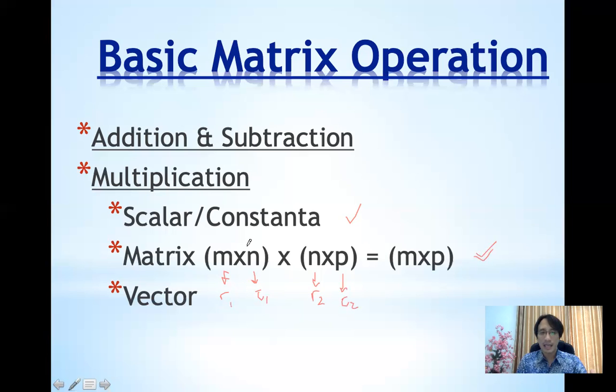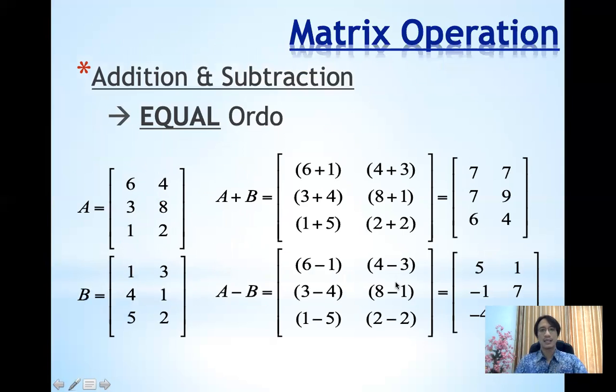And as I said, this is very important because the number of columns in the first matrix must be the same as the number of rows of the second matrix. Must be the same. Then the result is the first and the last number. It will become a new order of matrix result, m times p. We are going to try it in the next slide.